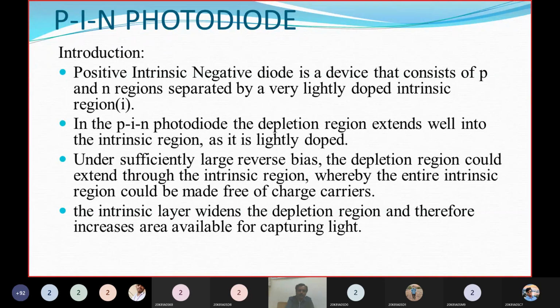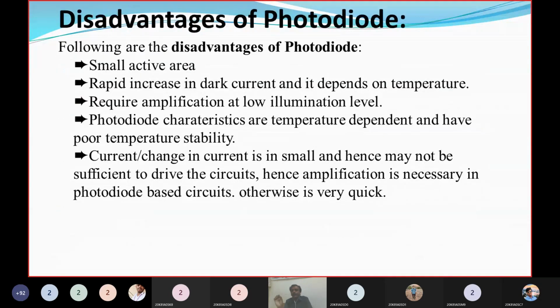To overcome the disadvantages of the PN photodiode, note that so far we are discussing only the PN junction photodiode. That means a P region and an N region, and in between a depletion layer is formed. When light is incident on the depletion layer, charge carriers are generated. Due to these charge carriers, current passes through the circuit. This circuit is connected in reverse bias. This is about the PN junction photodiode.